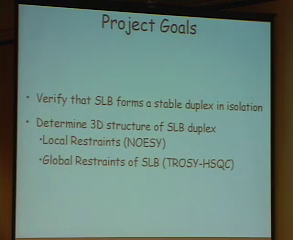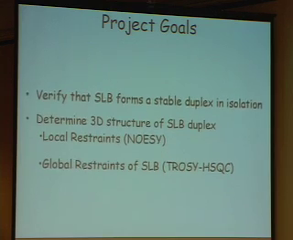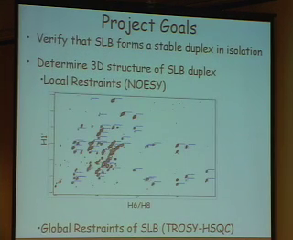So to reiterate, the project goals were to first verify that SLB formed a stable duplex in isolation, and second to determine the 3D structure of the SLB duplex using both local restraints and global restraints. So we determined that the SLB formed a stable duplex in isolation by making those straight horizontal and vertical steps in our homonuclear NOESY spectrum. And we also obtained local restraints. Now, using those local restraints, we can obtain global restraints and a further step towards a three-dimensional structure.